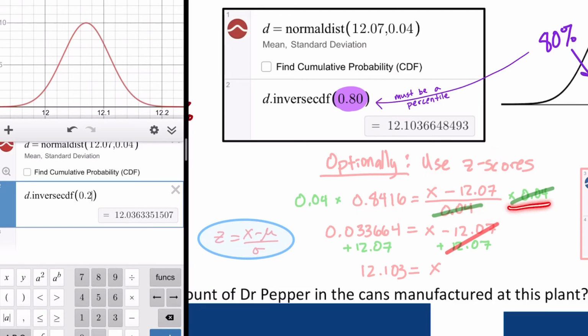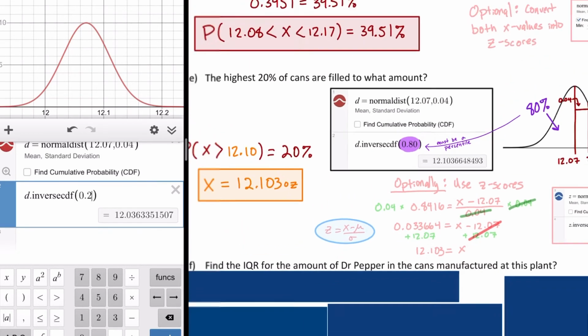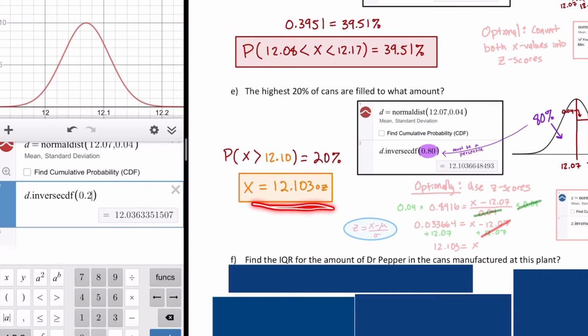So multiply both sides by 0.04. 0.04 reduces from the right-hand side, and we're left with on the left-hand side 0.033664. Then add my 12.07 to the other side. Those cancel to 0, and I'm left with my number in context is 12.103 ounces, which is what the calculator gave me just a second ago.